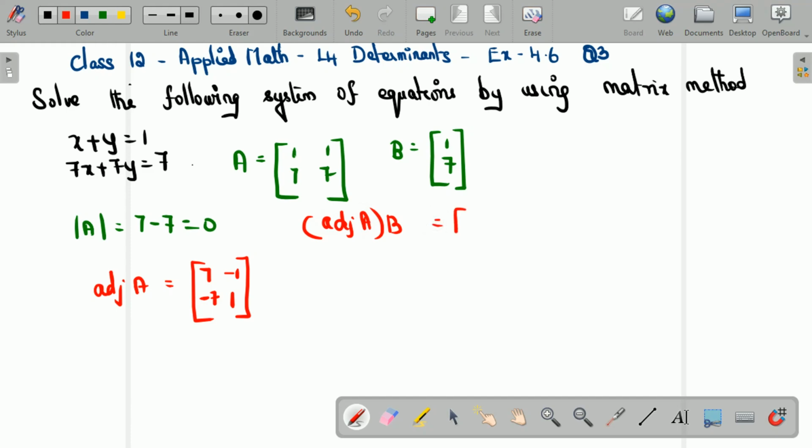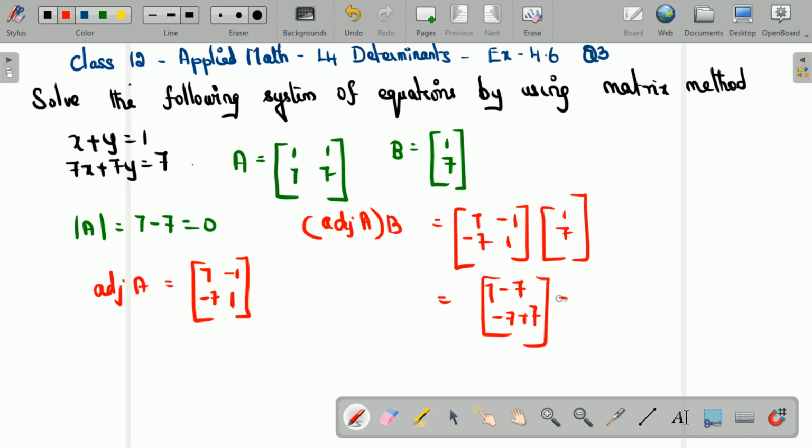So let's write that out. 7 minus 1 minus 7, 1 will be multiplied with 1 and 7. So now let's compute. So this is 7 minus 7 and this is minus 7 plus 7. So this means this matrix value is equal to 0. Since this matrix value is equal to 0, this pair of equations has infinitely many solutions.